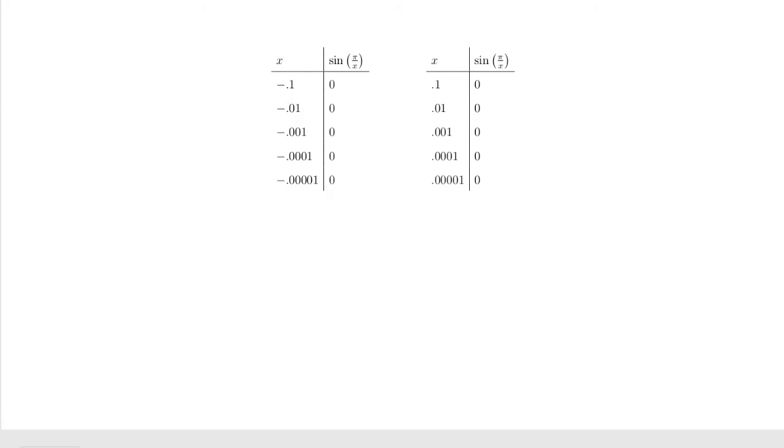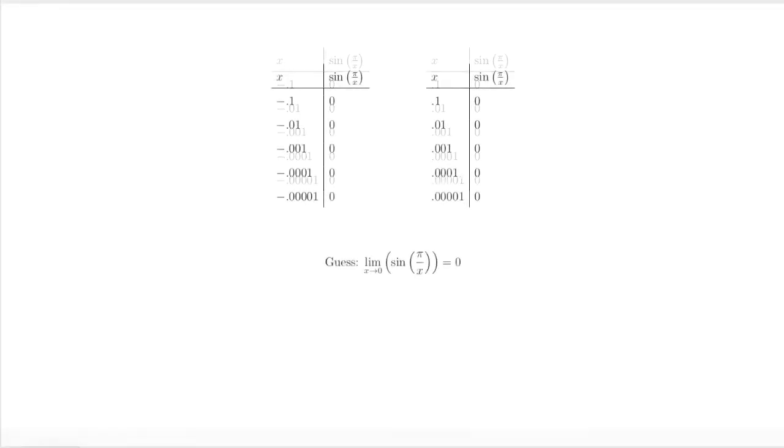Similarly, if we pick values approaching 0 from the right, like the values you see here, which are the ones we picked last time for the previous function, we also get that the function values are precisely equal to 0. So it certainly looks like the limit from the left and the limit from the right are both 0. And so we might guess that the two-sided limit for this function is equal to 0.